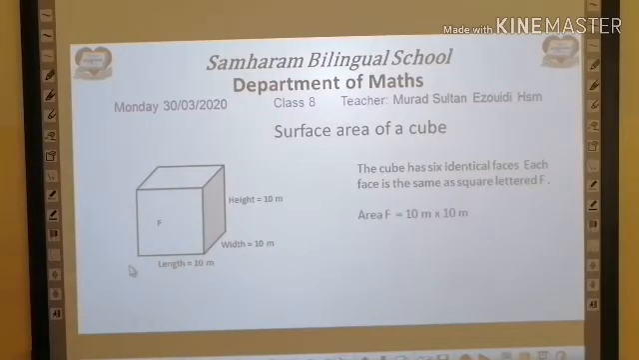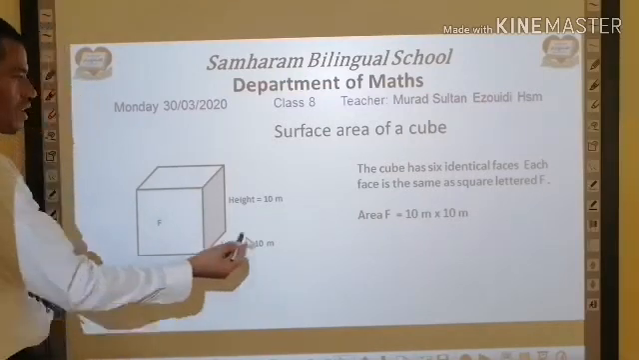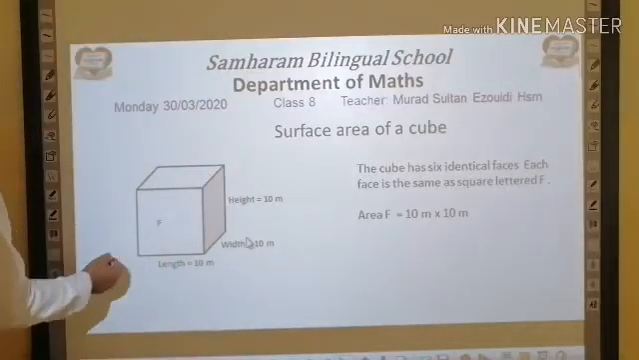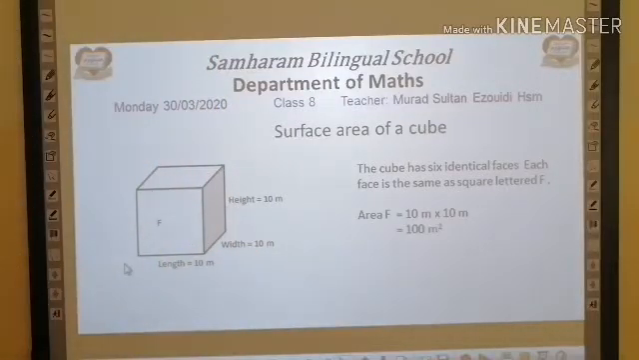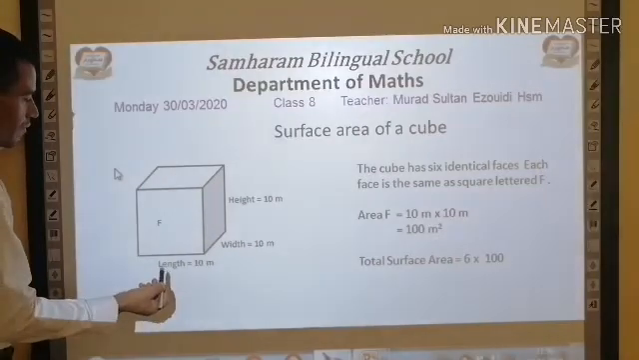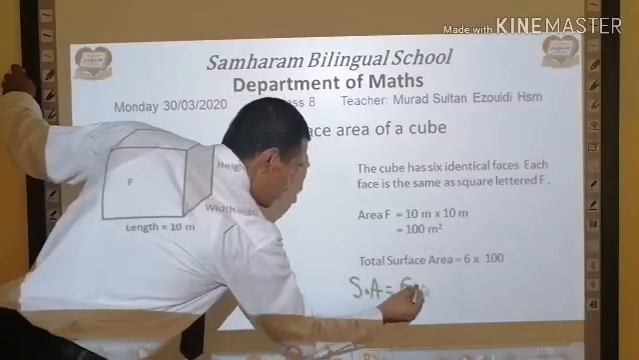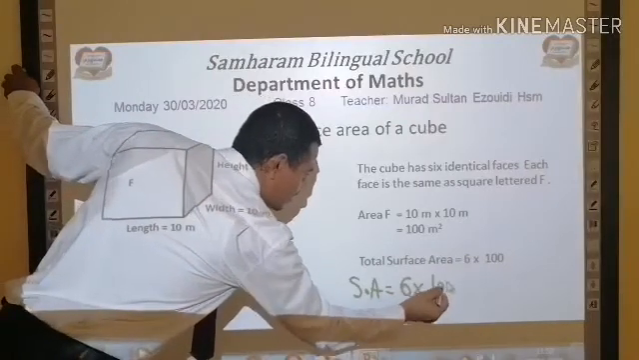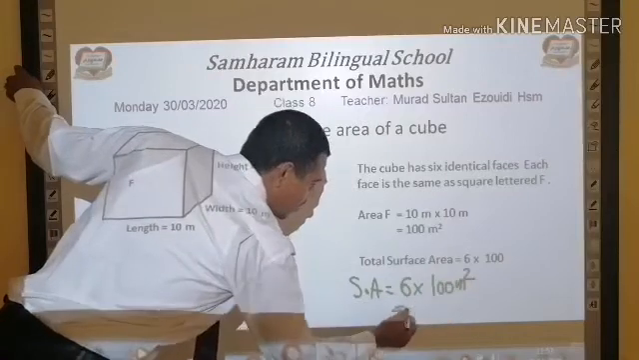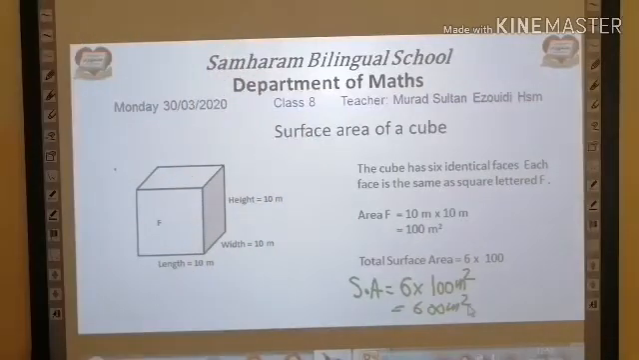Area of face F is what? 10 centimeters multiplied by 10 centimeters. This is the area of my face, which is equal to 100 centimeters squared. Then total surface area is what? How many faces do we have here? 6. So total surface area is 6 multiplied by 100 equals 600 centimeters squared. This is about the surface area.